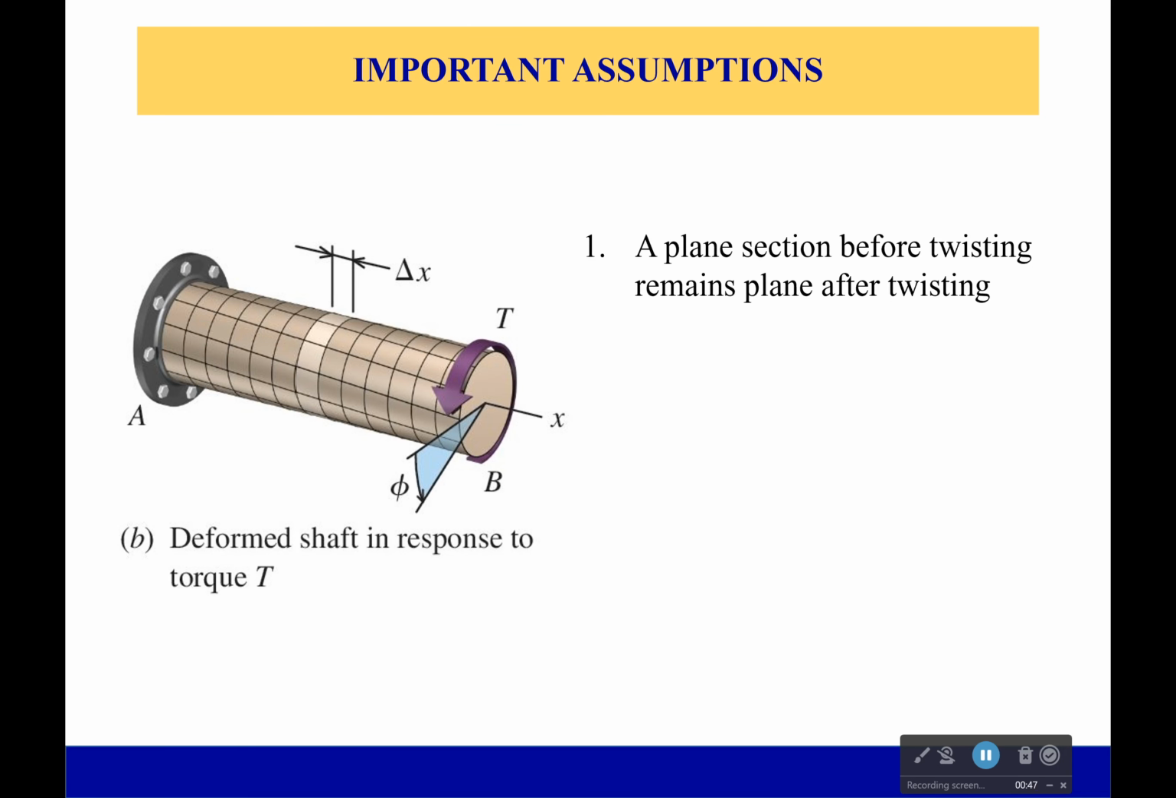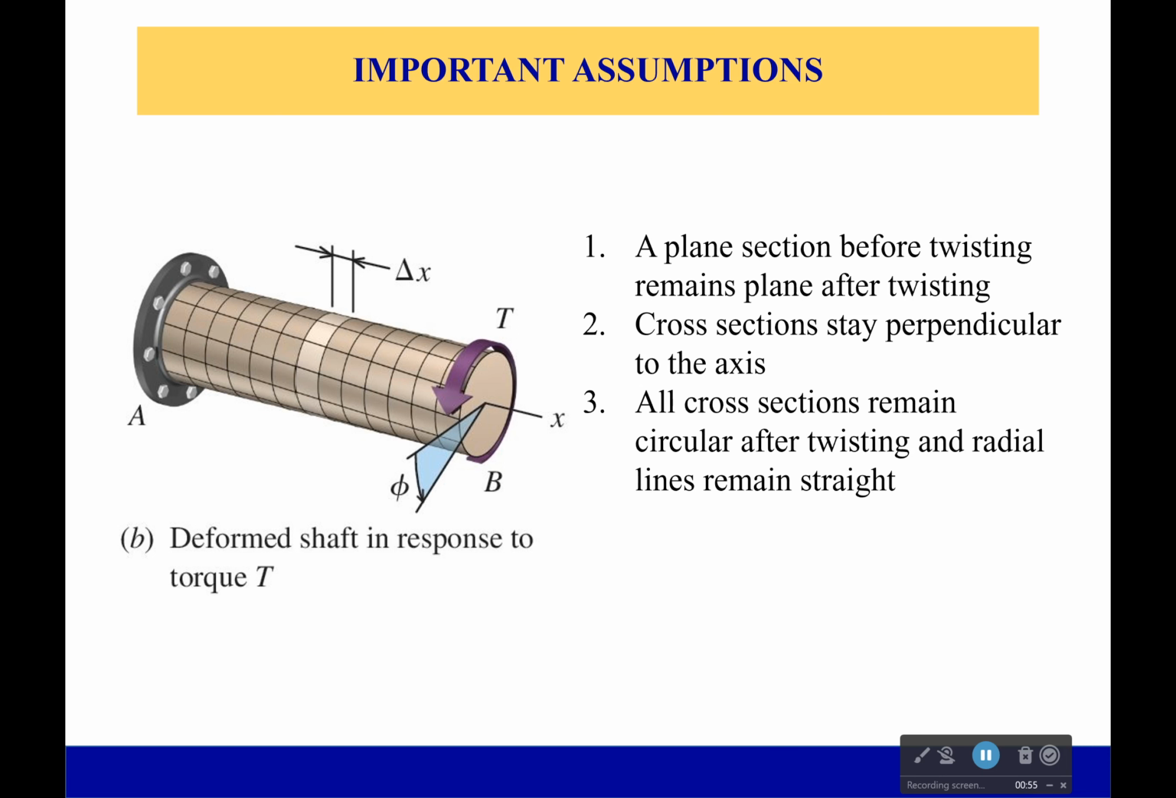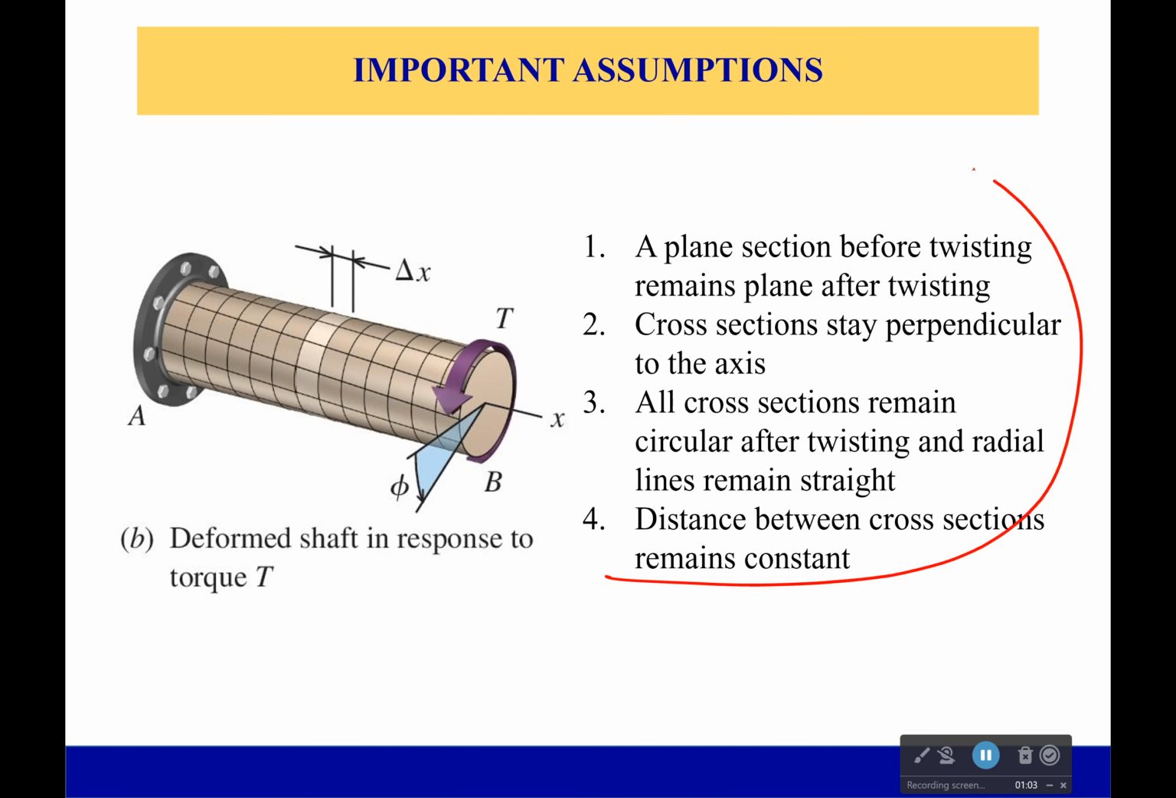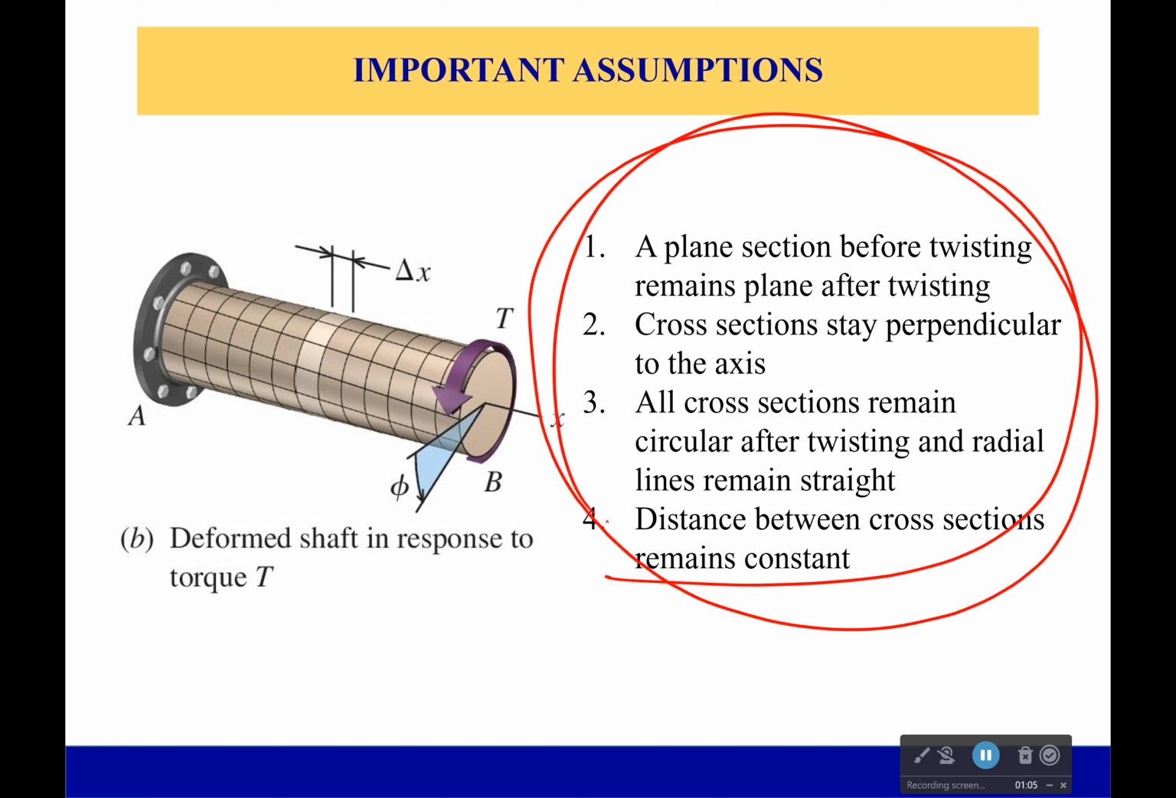Now remember, a plane section before twisting remains plane after twisting. All those cross sections stay perpendicular to the axis, and all cross sections remain circular after twisting, and radial lines remain straight. And the distance between the cross sections remains constant. All these things have to be true for what we're about to go into. We're in pure torsion, and all these things have to be true for what we're about to see. So it will no longer be the case, even if we're in pure torsion and we have a square section.